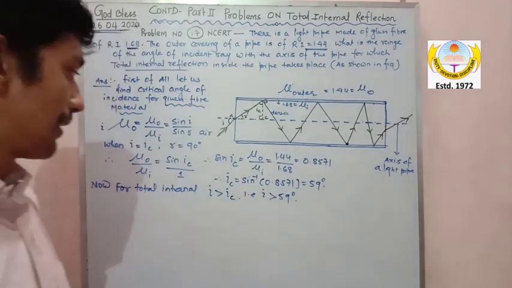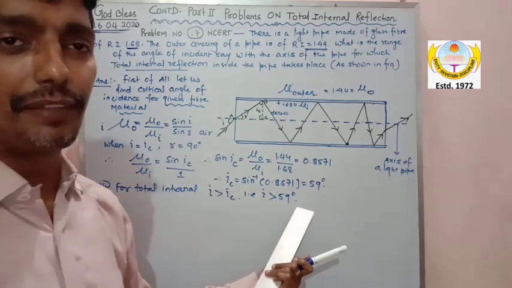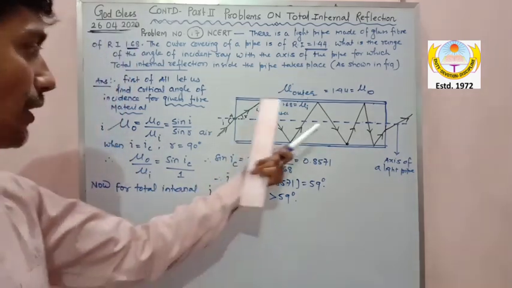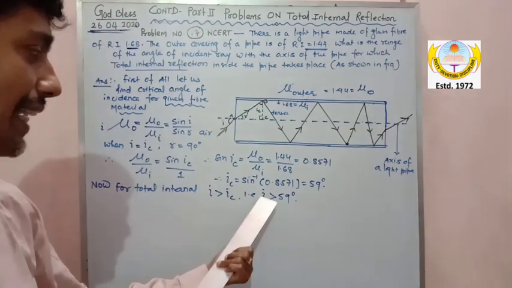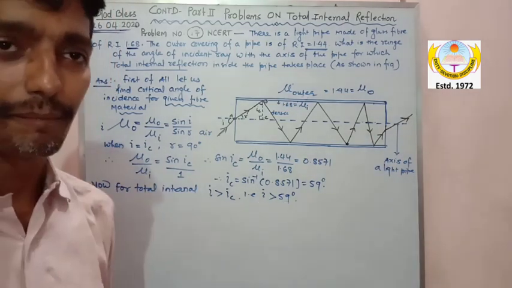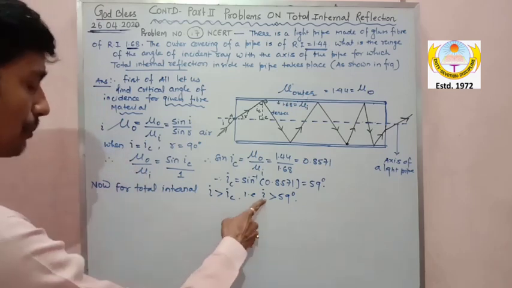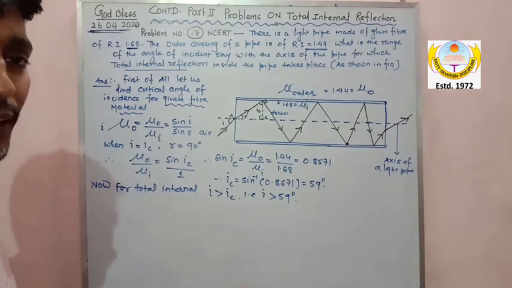I hope it is clear that I should be greater than 59 degree for TIR. Then only the total internal reflection inside the fiber will take place for any angle which is greater than 59 degree. Am I clear? Now let us calculate what should be the angle of I. What should be the range of I?